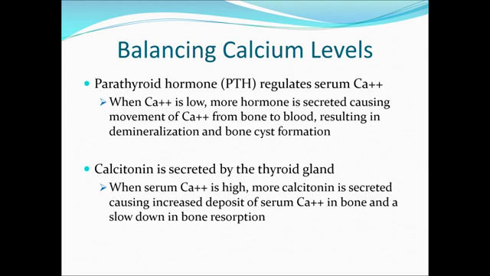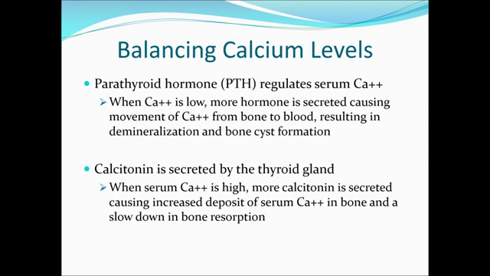So this all goes back to understanding normal functioning in the body and how calcium levels are balanced to maintain what we need extracellularly for cardiac function and also in the bones. Starting with parathyroid hormone, that regulates the serum calcium. If serum calcium is low, more parathyroid hormone is secreted, and that causes calcium to go from the bone into the blood. So it's demineralizing the bone. And where the calcium comes out, bone cysts form in its place.